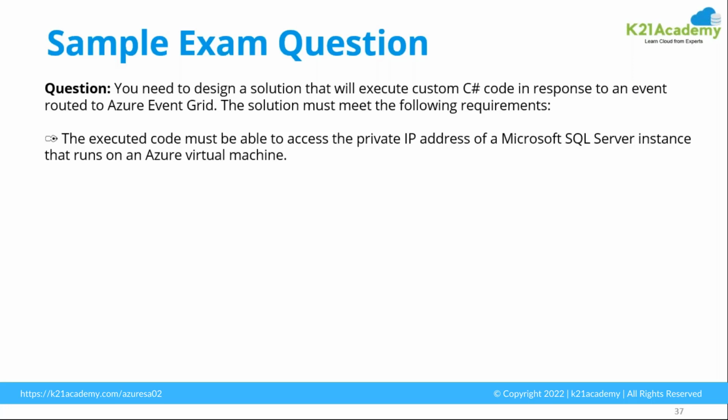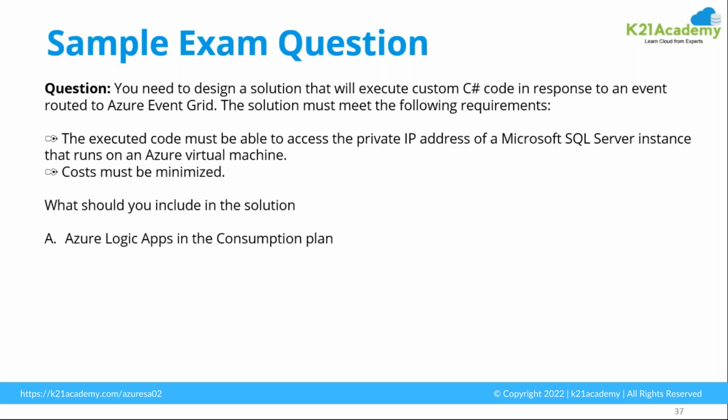So the requirement is where that particular code is going to execute. Whatever it will be executing must have access to the private IP, that is, the private IP of the virtual machine on which the database has been installed. Your choices are, on the basis that your cost must be minimized. So you have to think from the cost perspective as well. What should you include in the solution?